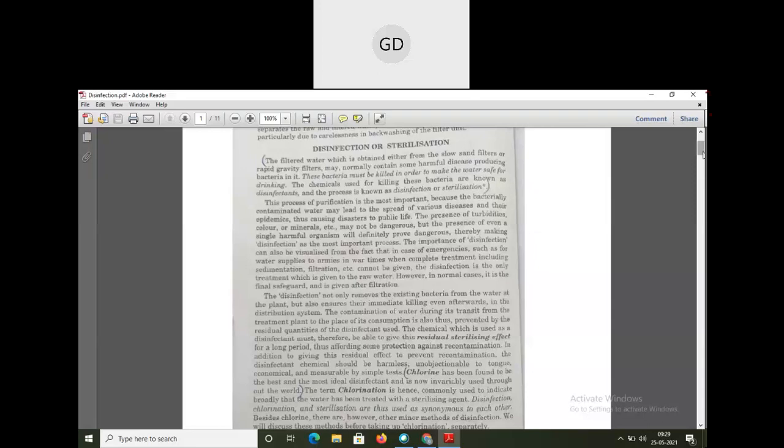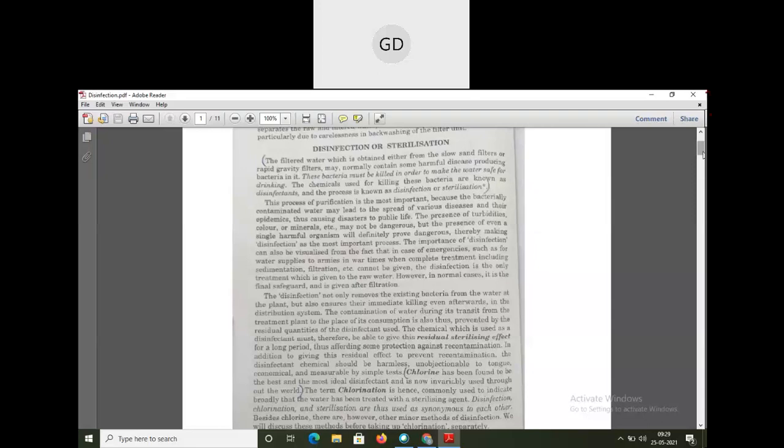Okay. So today, after last class, we did the filtration part. Slow sand filter and rapid gravity filters, I have explained to you. So today, after filtration, we are going to disinfection or sterilization.